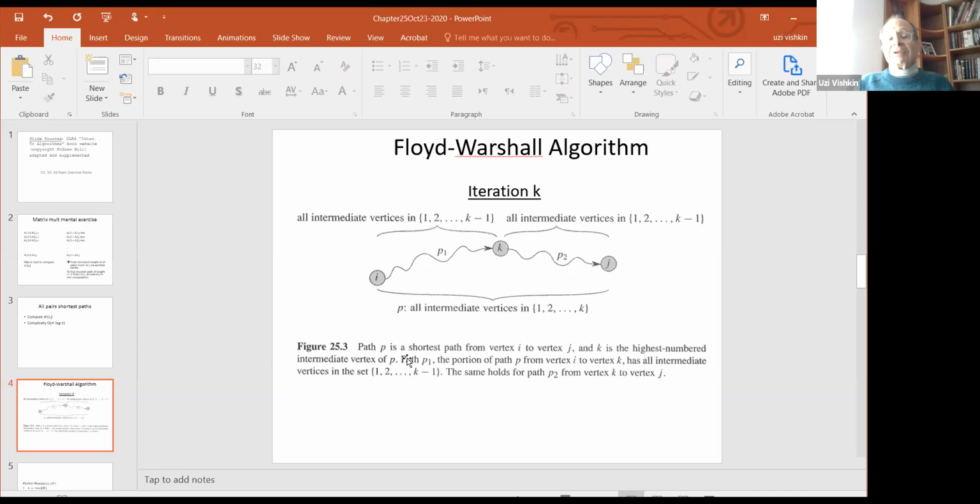So now what I need to convince you is that in iteration k, I can add vertex k to my intermediate stops. If I can do that, I basically pushed my knowledge from allowing stops at nodes 1 up to k minus 1 to nodes 1 up to k.